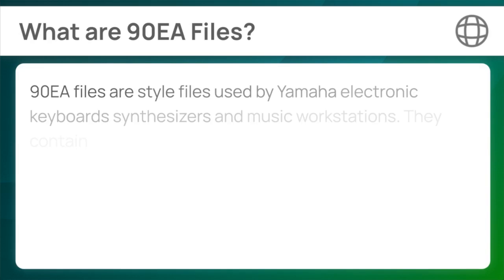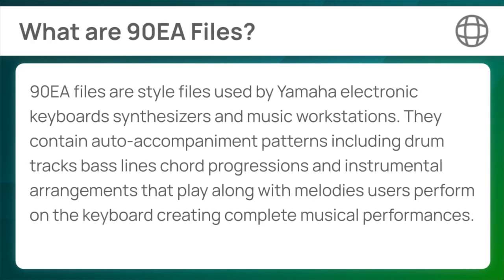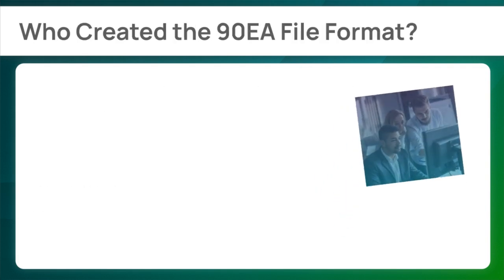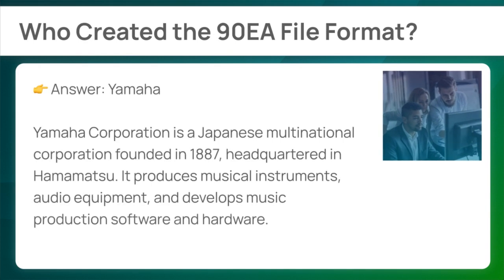9.0 EA files are style files used by Yamaha electronic keyboards, synthesizers, and music workstations. They contain auto-accompaniment patterns, including drum tracks, bass lines, chord progressions, and instrumental arrangements that play along with melodies users perform on the keyboard, creating complete musical performances.